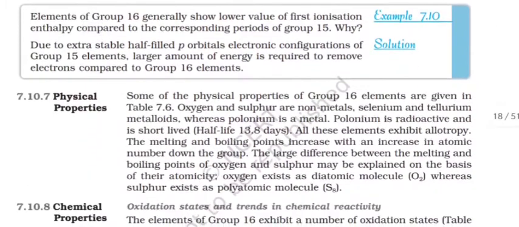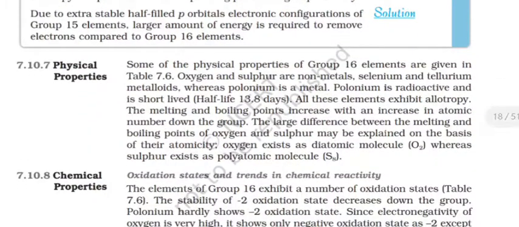Physical properties: some of the physical properties of group 16 elements are given in the table. Oxygen and sulfur are nonmetals, selenium and tellurium are metalloids, whereas polonium is a metal. Polonium is radioactive and short-lived, with a half-life of 13.8 days. All these elements exhibit allotropy.